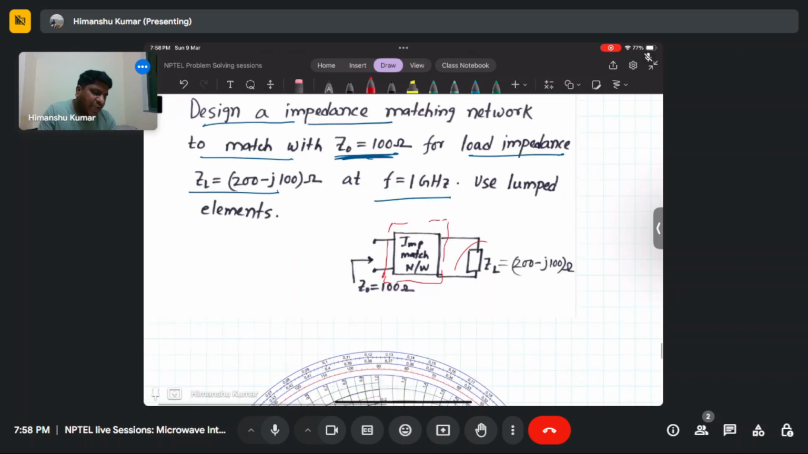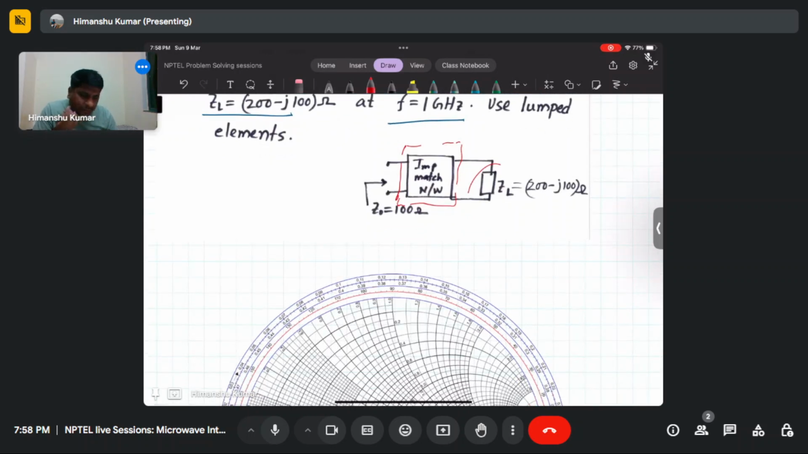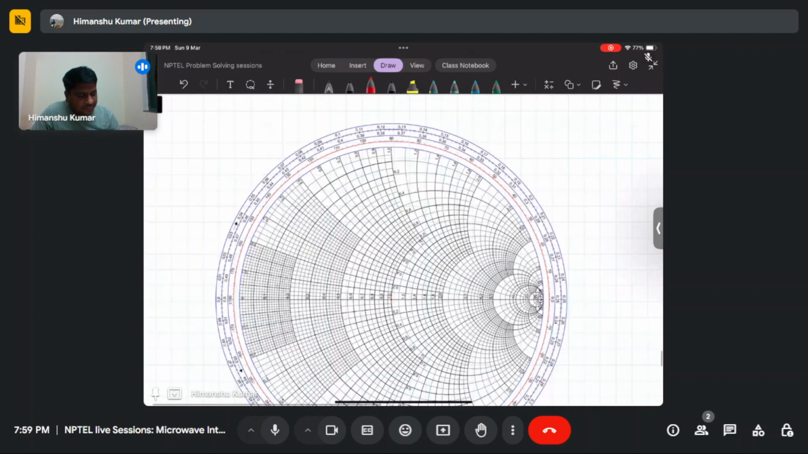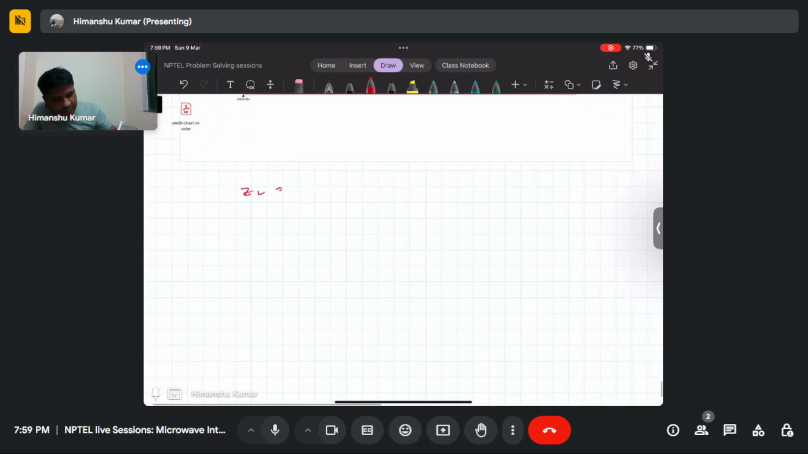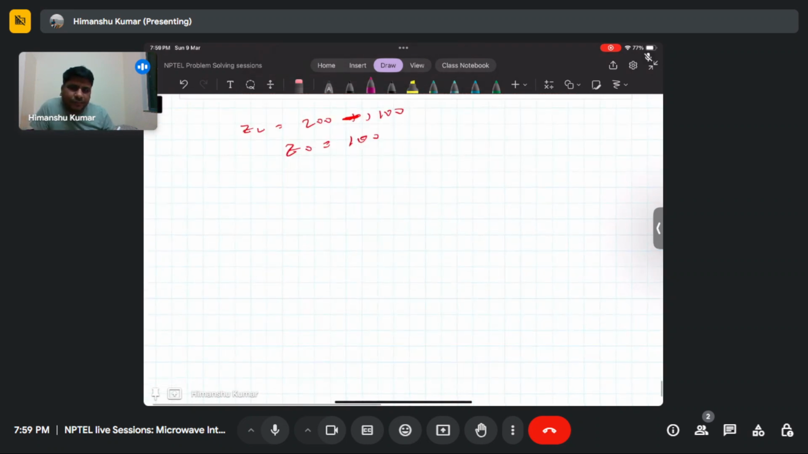We need to find this by calculation with the Smith chart. So let's say ZL is given as 200 minus j times 100, and Z naught is given as 100. Then we can find the normalized impedance, ZL by Z naught. Let's call it small zL, and that will be equal to 2 minus j times 1.